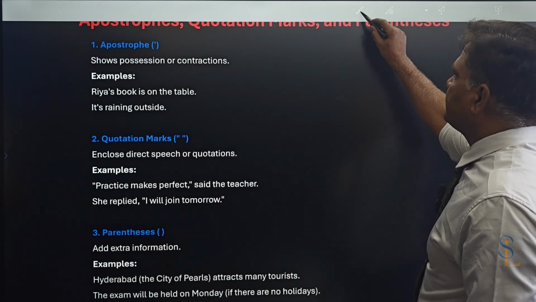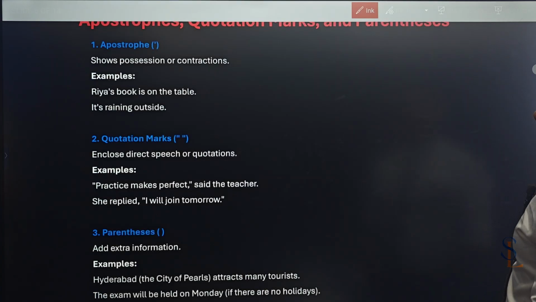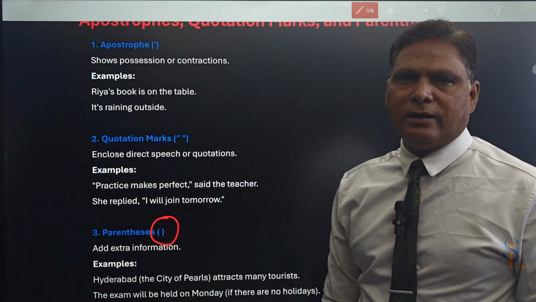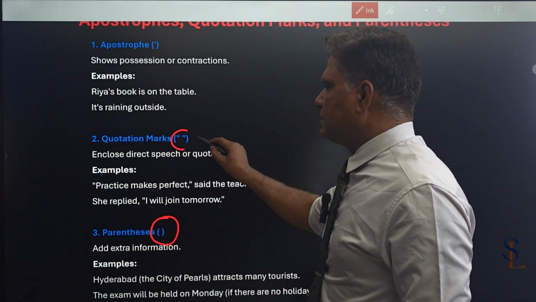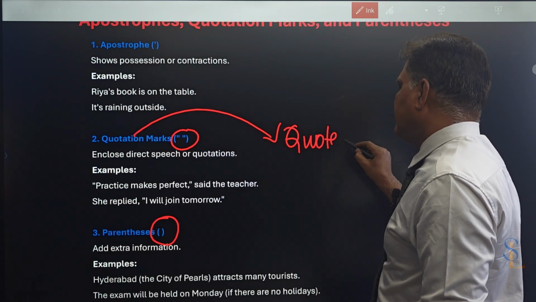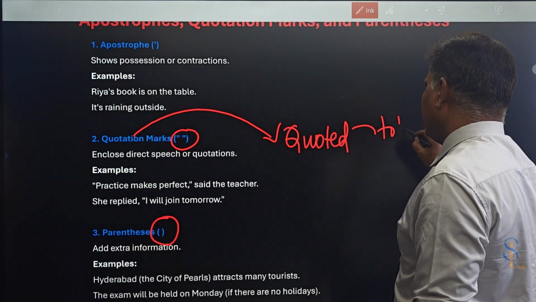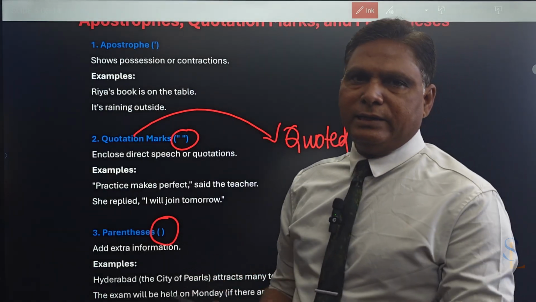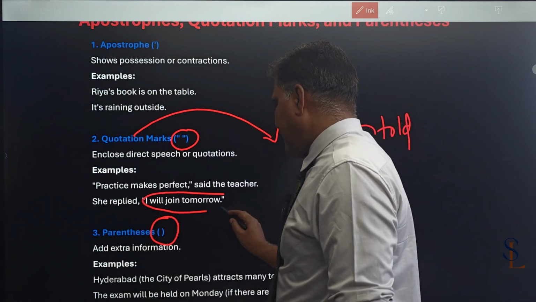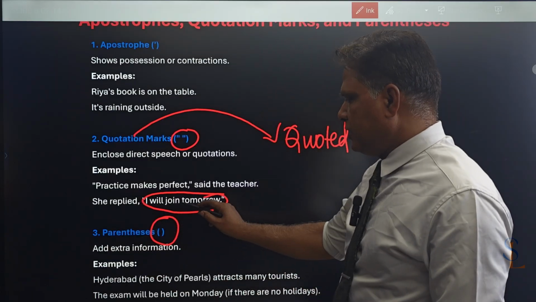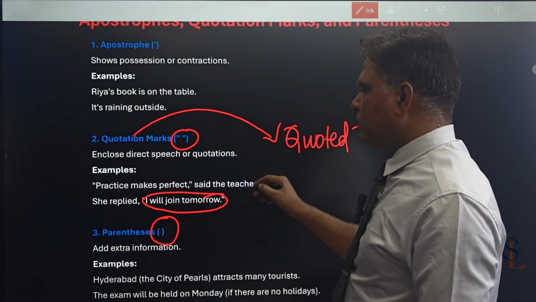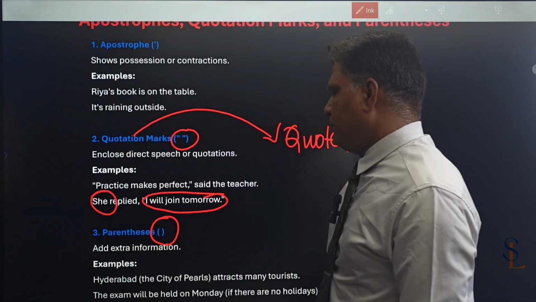Then we have apostrophes, quotation marks, and parentheses. That is nothing but, in normal language, brackets. Quotation marks. Whenever you use the word quotation marks, it is derived from the word quoted. Quoted means told. When you get any words that are told by somebody and you are putting them as they are given, naturally you need to put some marks, and those marks are called quotation marks because they are quoted by somebody. Here, "I will join tomorrow."